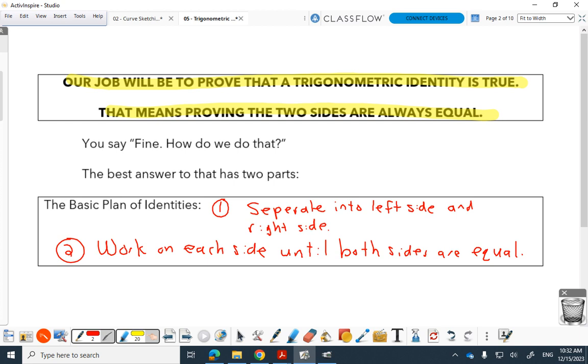Okay, follow-up question. What do you mean work on each side? Like, yeah, that's the lesson. Now we're finally to the lesson. How do I work on each side? Okay.